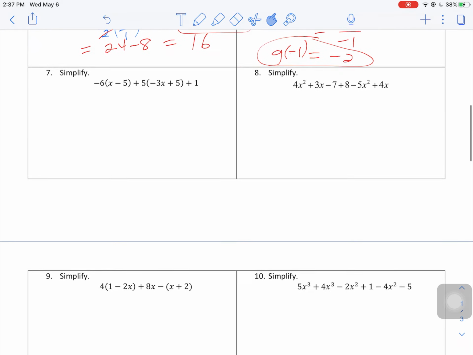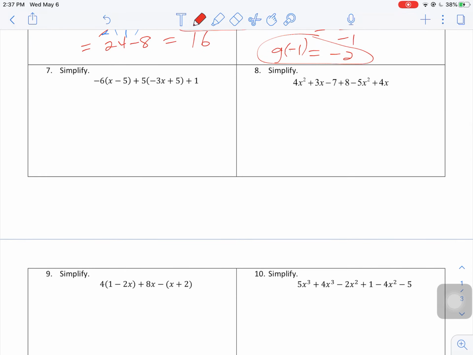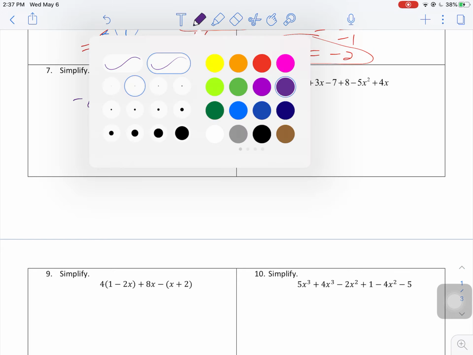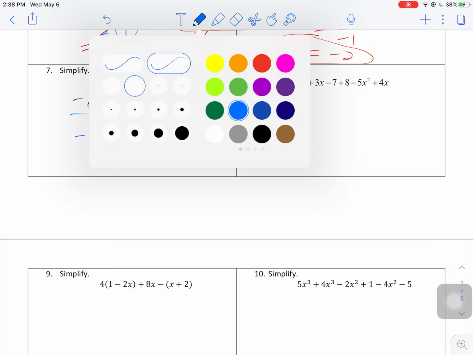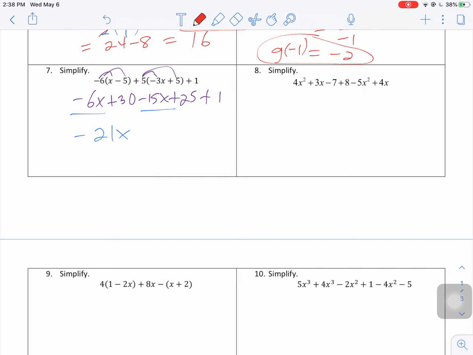Number 7, simplify. So we're going to distribute to get rid of our parentheses. So negative 6x plus 30, and then minus 15x plus 25 plus 1. And then we're looking for some like terms. So negative 6x minus 15x is negative 21x. And then 30 plus 25 is 55, plus 1 is 56.